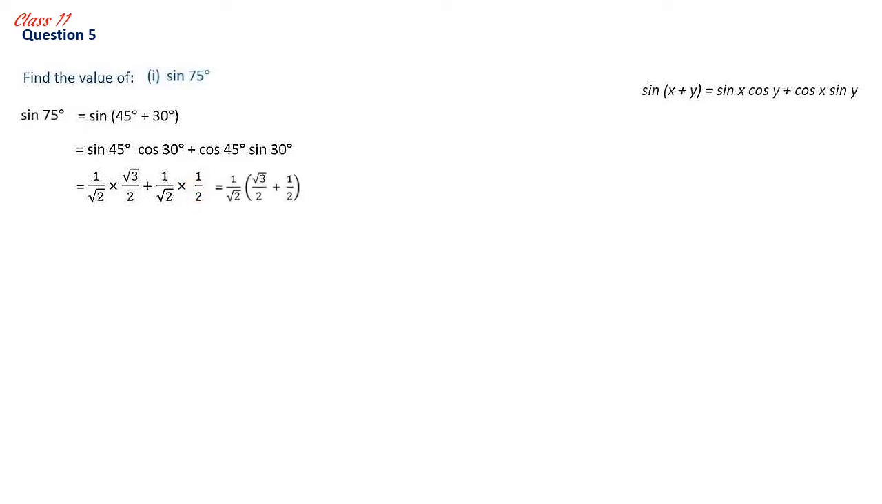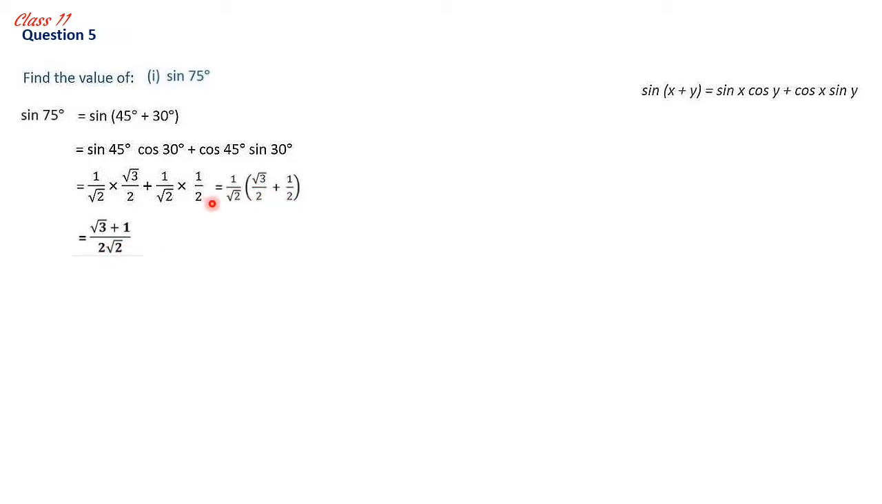Now only the calculation part is there. I am taking 1 by root 2 outside. Of course 2 is also common, but I am taking only root 2 for easy calculation purposes. So 1 by root 2, then in the first term there is root 3 by 2 plus, in the second term, 1 by 2. Then inside the bracket, if you take 2 as common LCM, the numerator will be root 3 plus 1. Directly we can add because it has a common denominator. So the answer will be root 3 plus 1 by 2 root 2.